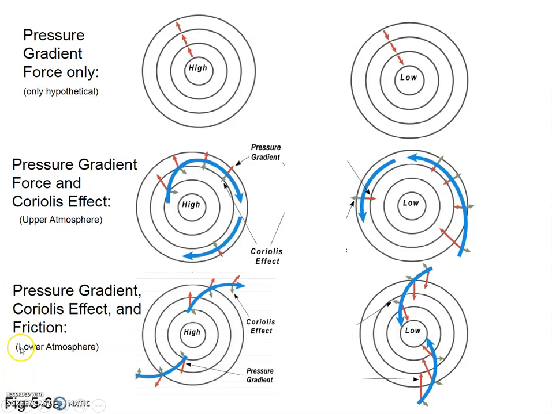And then you have the case in the lower atmosphere. We have to take friction into account. And friction slows down the winds, diminishes the Coriolis effect, and essentially the pressure gradient dominates. And we end up with clockwise divergent flow and counterclockwise convergent flow. Understanding all these diagrams is going to help you better understand the global wind patterns that we're going to cover next.